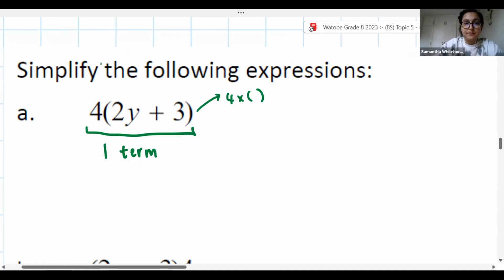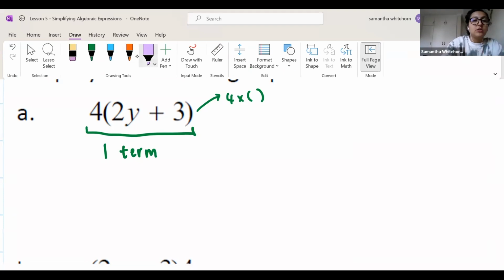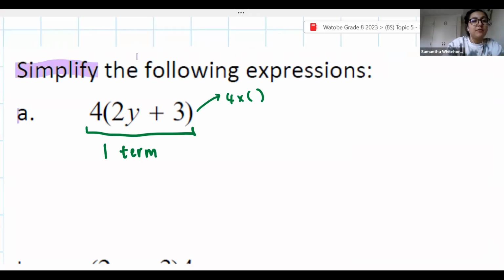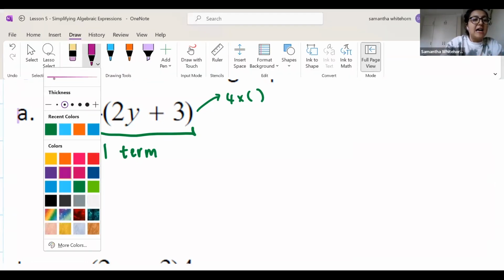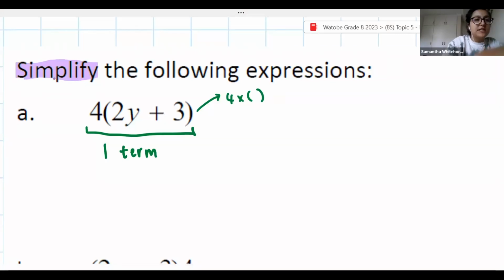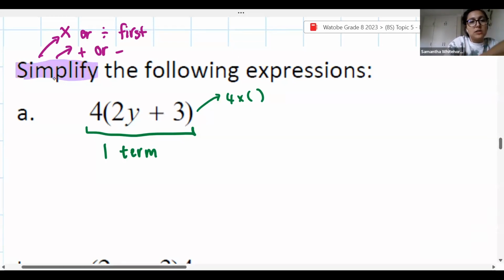That is it. What I now want to do is actually what the question asks me to do. And the question is asking me to simplify the expressions. Now, guys, very importantly, whenever we get an instruction of simplify, this often means that I need to multiply or divide first. And once I've multiplied and divided, I want to add or subtract my like terms.